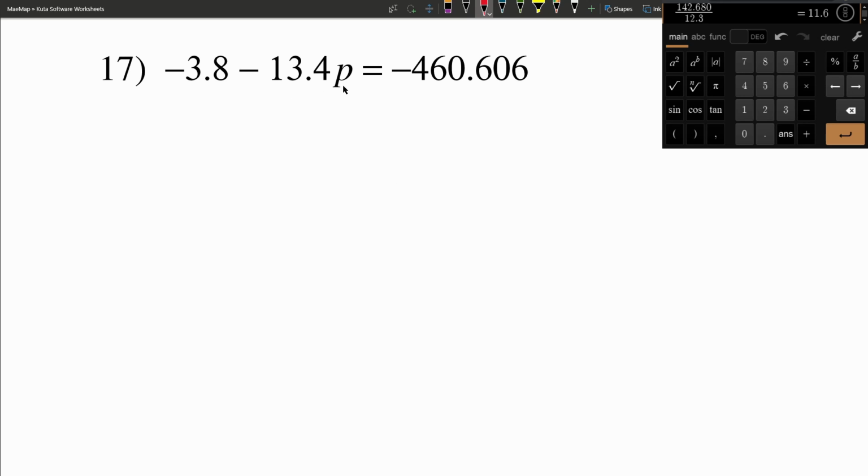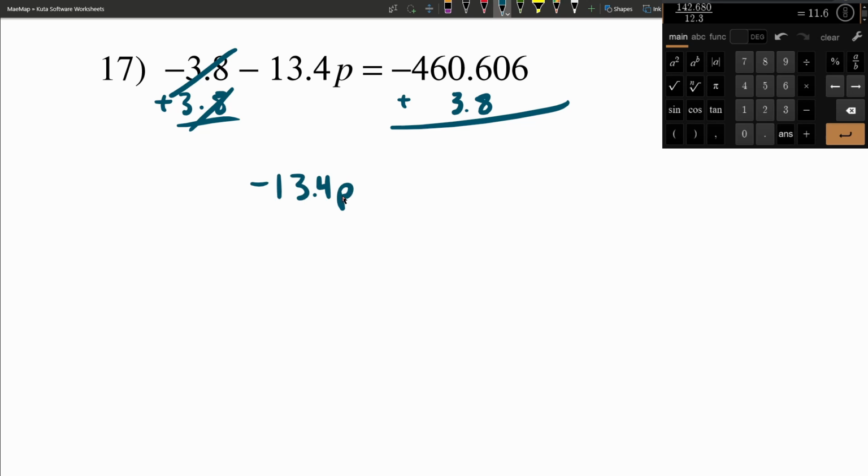In order to isolate that p, we've got to get rid of that negative 3.8. And we'll do that by adding 3.8 to both sides. So we'll get negative 13.4 times p equal to, let's go ahead and just work this out on our calculators, negative 460.606 plus 3.8 gives us a negative 456.806.